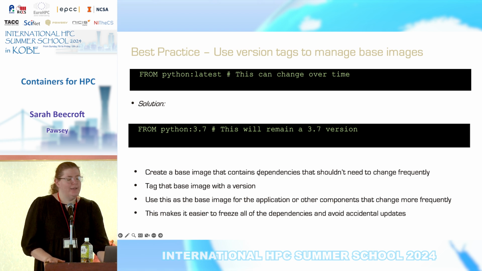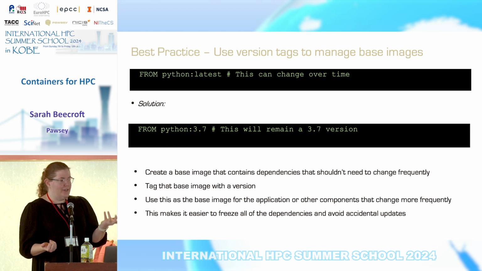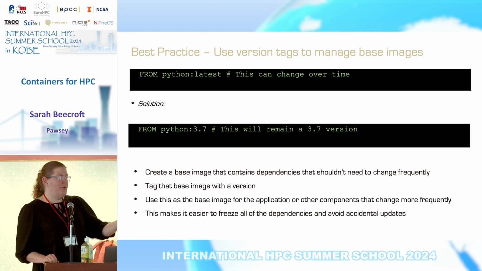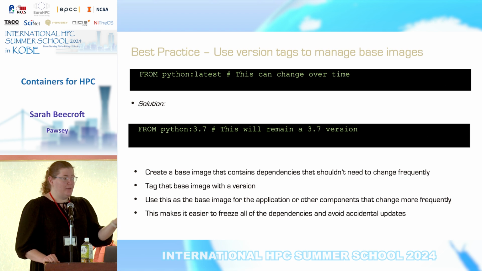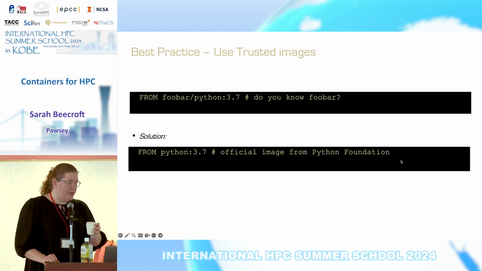Something else that you can do if you're doing lots of containers, and this is what we've done at Pawsey, is you can create a base image yourself that has stuff that you need in it that isn't going to change too frequently. Then you can tag that base image with a version, put it on your repo, and you can pull from that. So it makes it easier to freeze all the dependencies and avoid accidental updates. And again, this is quite blurry, but this is the example that we've got here. We have this build ROCm mpitch base Docker file, which we've made. And then if we want to make PyTorch, we're pulling from this Docker file. So this gets built, and then we import it with this FROM command and build PyTorch on top.